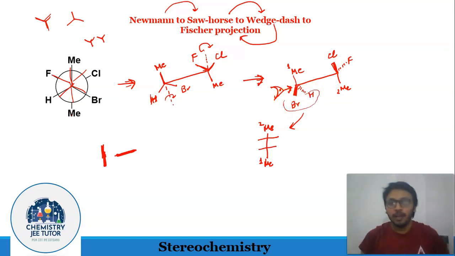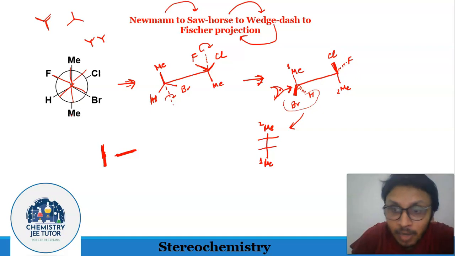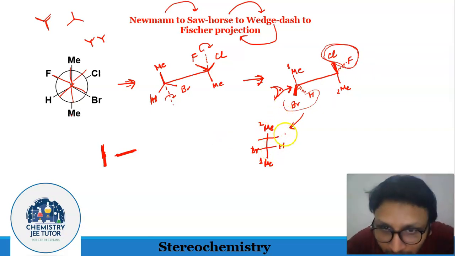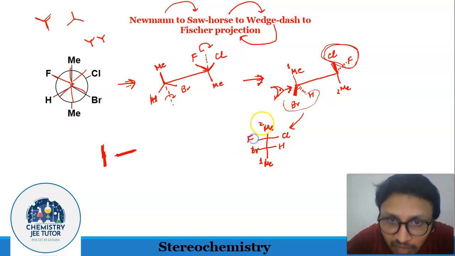This is very important. Understand me, left hand side or right hand side. Which side? Tell me. It's on the right hand side, right? So right hand side above the plane goes to which side in Fischer projection? Left side in Fischer projection. Left side above the plane goes to the right side in Fischer projection. So chlorine goes to the right side, fluorine goes to the left hand side. You got your final Fischer projection.